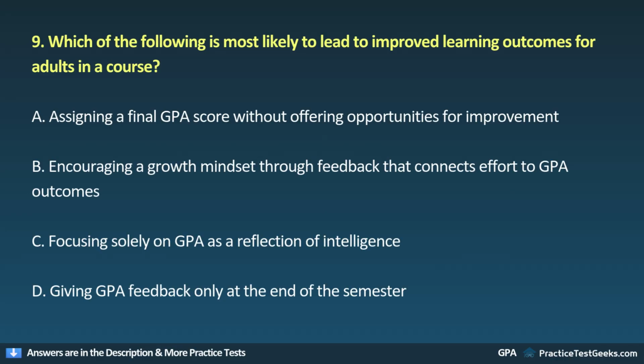9. Which of the following is most likely to lead to improved learning outcomes for adults in a course? A. Assigning a final GPA score without offering opportunities for improvement. B. Encouraging a growth mindset through feedback that connects effort to GPA outcomes. C. Focusing solely on GPA as a reflection of intelligence. D. Giving GPA feedback only at the end of the semester.